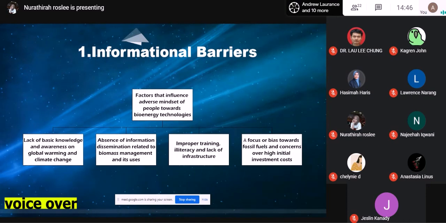Biomass users are not well trained to deal with the machinery, and information about product specification, maintenance, and technology is still not available in the public domain. As for the last factor, it will be a focus or bias towards fossil fuel and concerns over high initial investment costs.